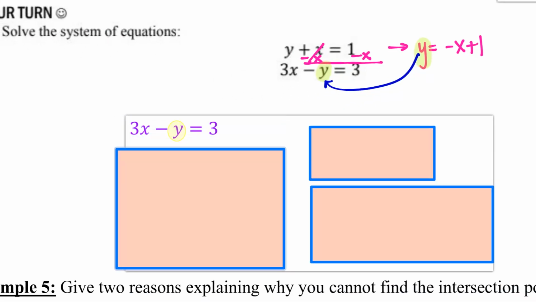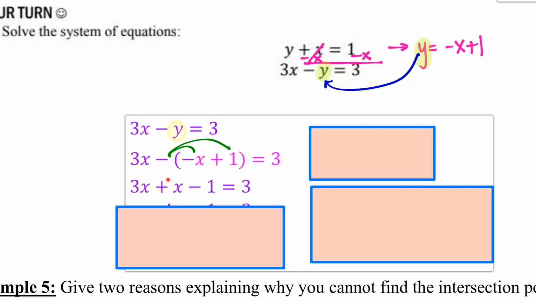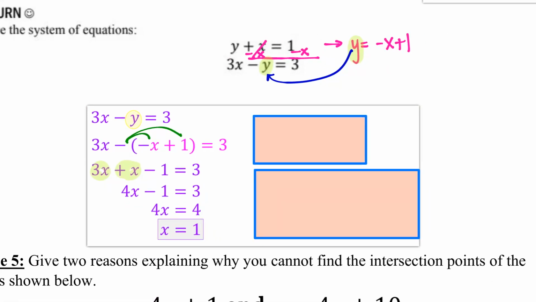So, substituting for the y, I get 3x minus, instead of the y, again, I'm substituting negative x plus 1, and then equals 3. From here, we can distribute, and when we distribute, we get a positive x and a negative 1. You can combine like terms here, so we get 4x minus 1. Add the 1: 4x equals 4. And then last but not least, divide, and we get x equals 1.